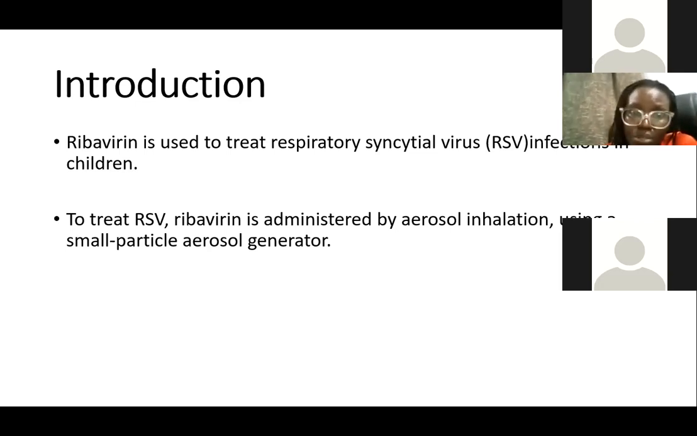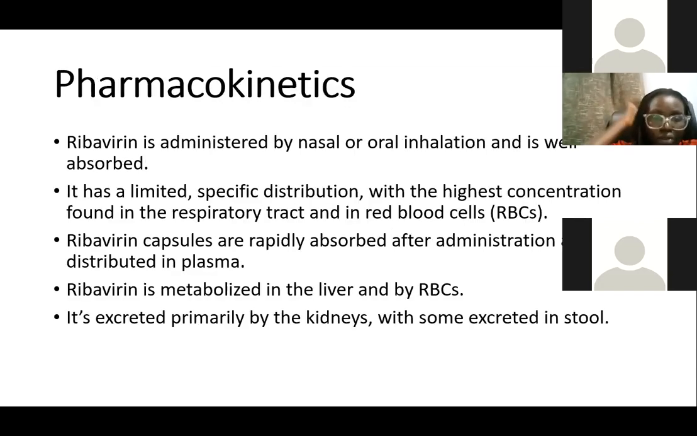In the treatment of RSV, Ribavirin is administered by aerosol inhalation using a small particle aerosol generator, similar to nebulization. The administration is either by intranasal route, it can also be given orally, and it can also be given by inhalation. It has a limited distribution, and the highest concentration is in the respiratory system.